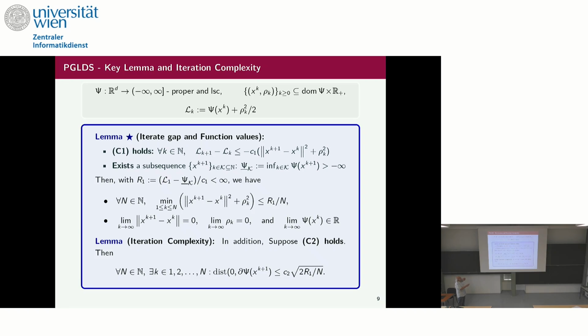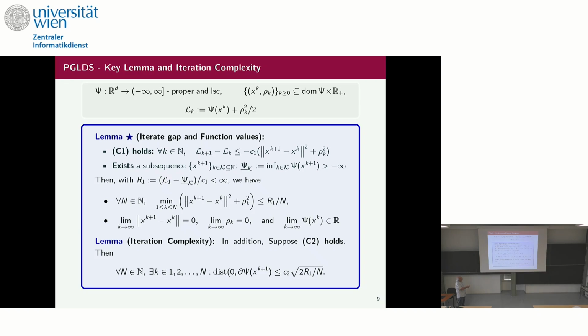We build a functional LK, which is psi of xk. This is an arbitrary function. It has nothing to do with the min-max issue. This is just a general methodology. We add these quadratic terms, and we can prove that for this, C1 is satisfied. We can also prove this type of rate of convergence on the consecutive sequence. We can prove that this perturbation parameter is going to 0, and that these 2 consecutive sequences are also going to 0.